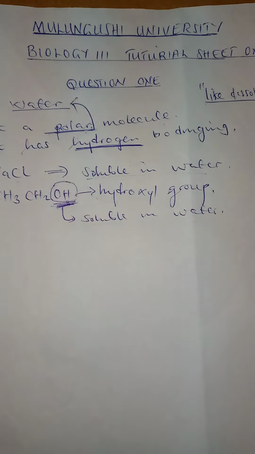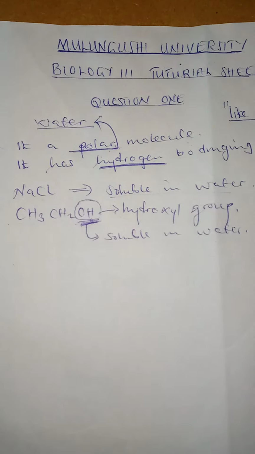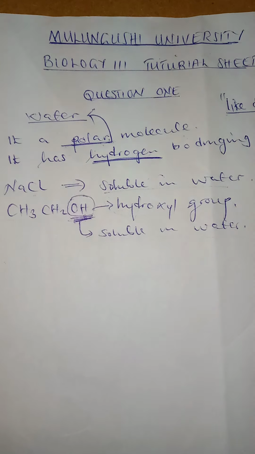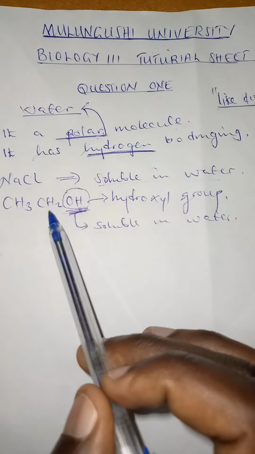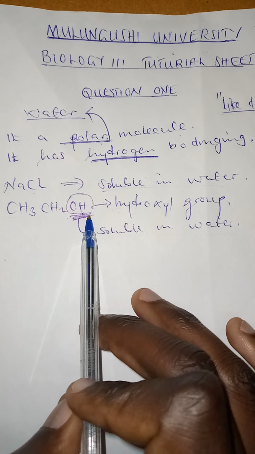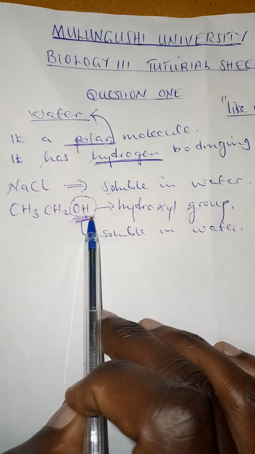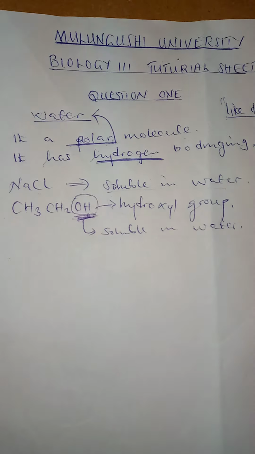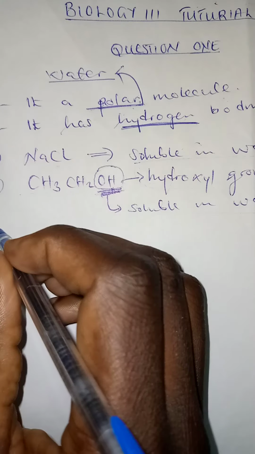That's one of the reasons why alcohol, which is ethanol, is able to dissolve in water. The other reason is this oxygen, which has high electronegativity. Because this oxygen is more electronegative, it will also be able to dissolve in water. So that's about ethanol. Let's move on to question C.